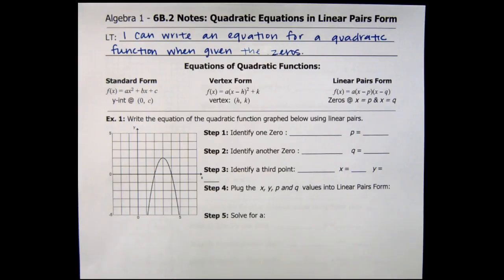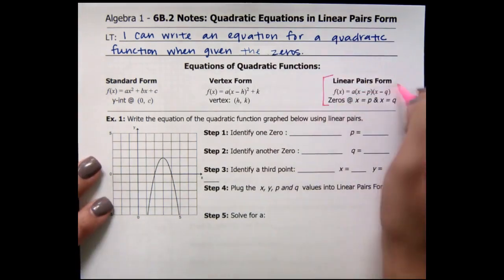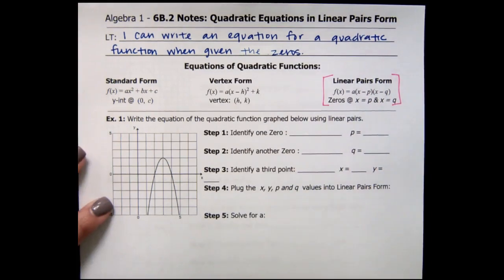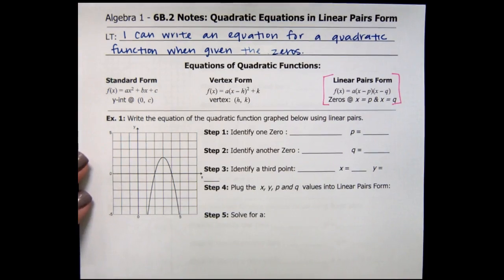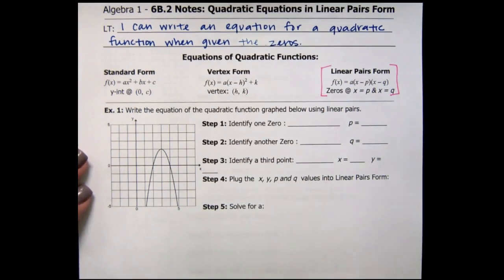Welcome to lesson 6B.2. We'll be writing equations for quadratics today, but we'll be doing that with linear pairs. So we will be focusing on this part today. So example 1, write the equation of the quadratic function graph below using linear pairs. This is similar to vertex form, but we're going to be using different pieces of information. It's still broken down step by step. So all you have to do is follow the steps all the way to the end.